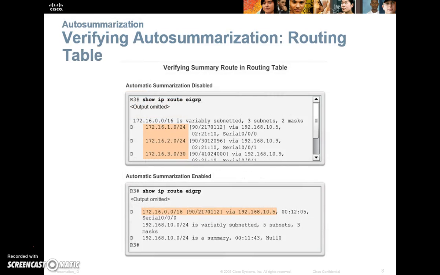Another way, of course, to check if your auto summarization is working or not is to do a show ip route. When you do a show ip route, with it disabled, you will see that the subnet mask used is the real subnet mask. If you have it enabled, you can see that the subnet mask used now is the classful one. Instead of the /24, we are now using the /16.